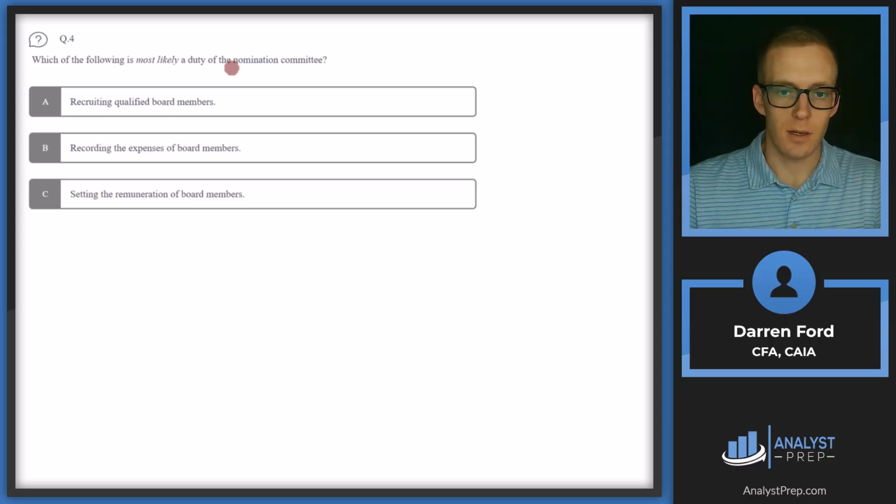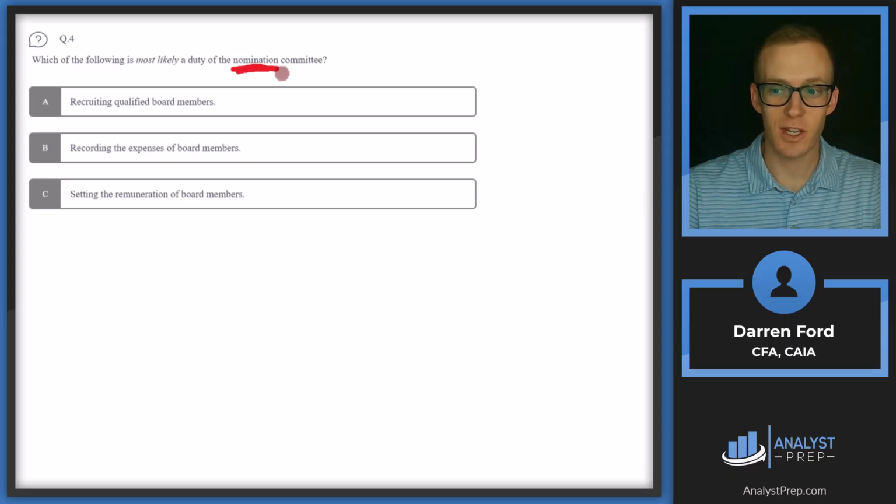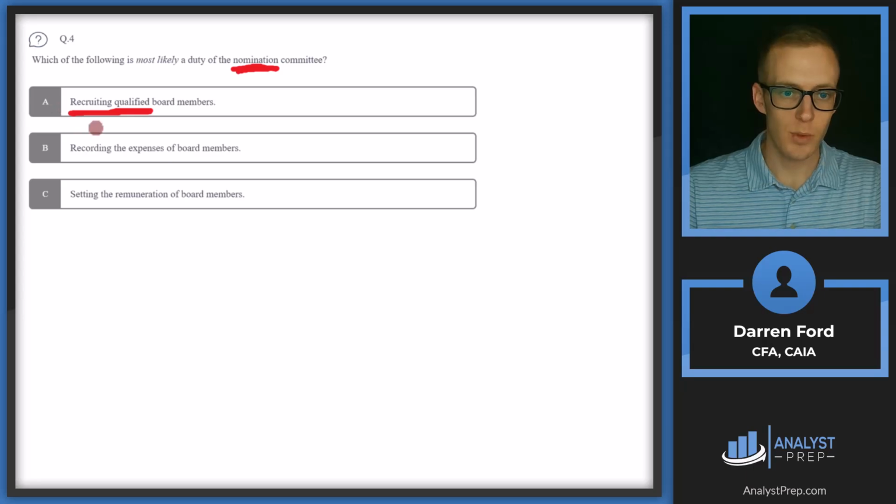When we look at these committees, they're usually pretty literal in what they do. So the nomination committee is probably going to be pretty literal in what they do for the board. So we've got A, recruiting qualified board members. This sounds like it could certainly be our answer. Recruiting qualified board members would be synonymous with nominating board members. So we could probably go with A.